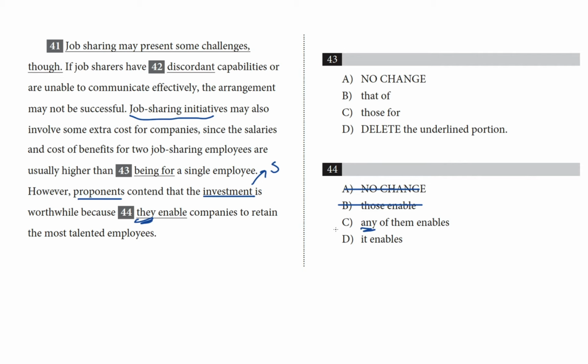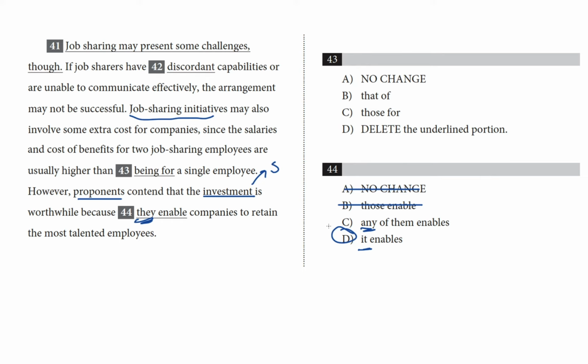Who would the them be in this sentence? This just sounds awkward to me, and we're looking for a choice that fixes the pronoun agreement error and makes it clear that the investment enables companies to retain employees. So therefore, choice C is no good, but choice D does that simply and elegantly. And on the SAT Writing and Language test, simpler and more direct, concise language is almost always the better choice.